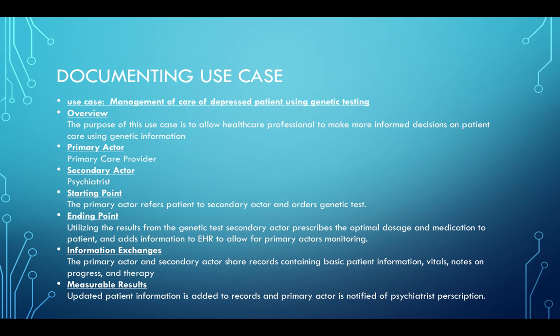The starting point would be the primary actor refers patient to secondary actor and orders the genetic test. And the ending point would be using the results from the genetic test, the secondary actor prescribes the optimal dosage and medication to the patient and adds information to the EHR to allow the primary actor's monitoring. The information exchanges involve the primary actor and secondary actor sharing records containing basic patient information, vitals, notes on progress, and therapy. The measurable results would be the updated patient information is added to the records and the primary actor is notified of the psychiatrist's prescription.